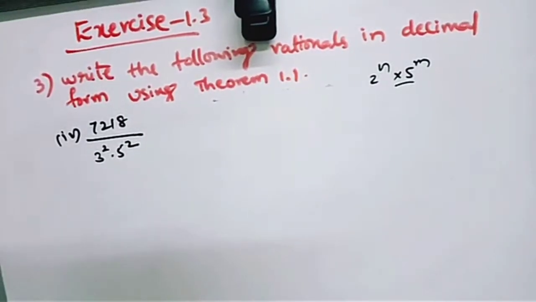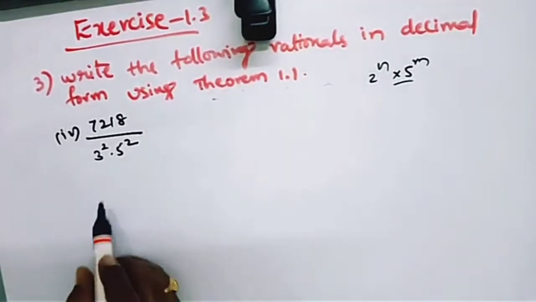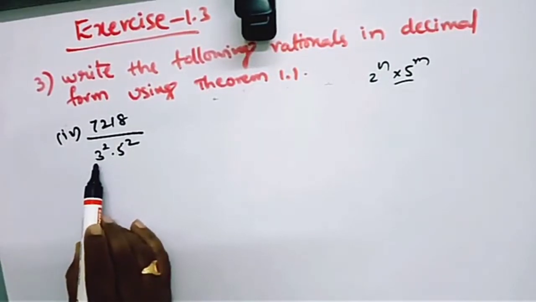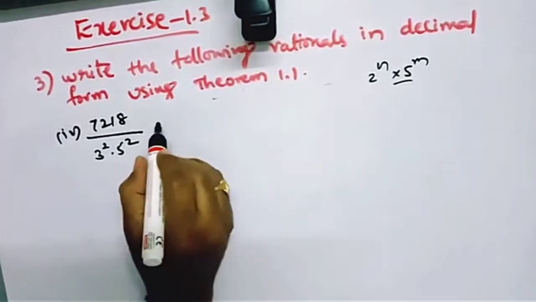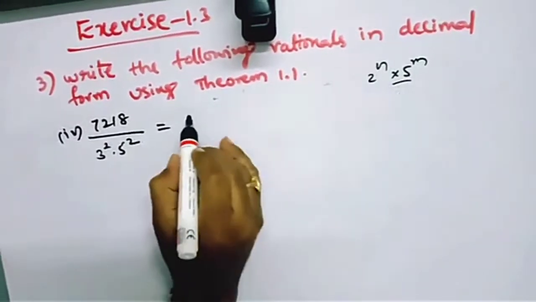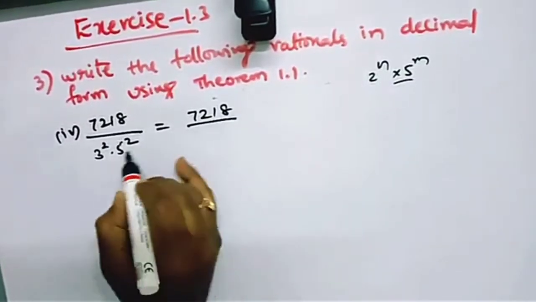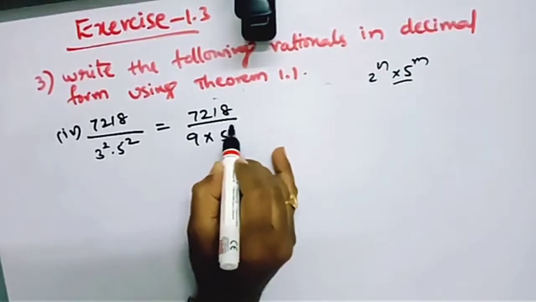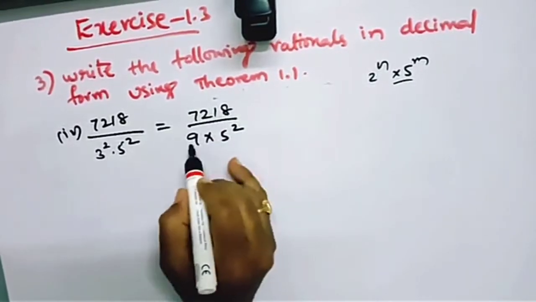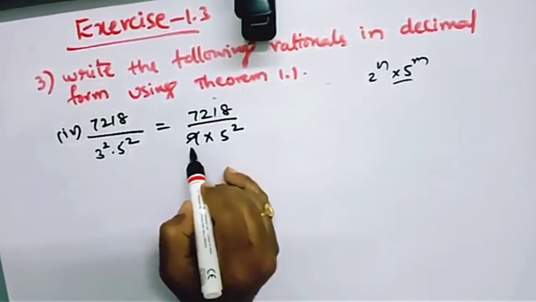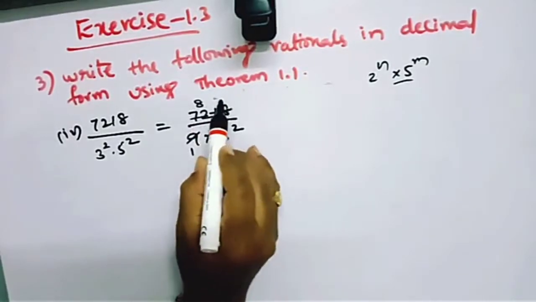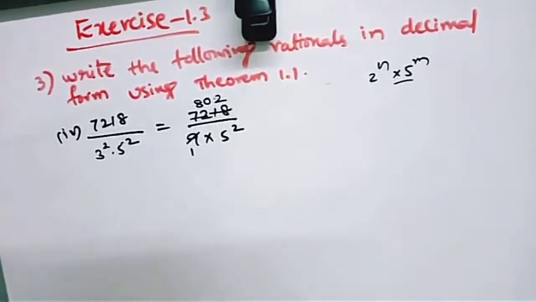Next, fourth question, 7218 by 3 square into 5 square. Here the denominator is not in the form of 2 power n; there is no 2. So you should convert it into 2 power n and 5 to the power of m. Then 7218 by 3 square means 9 into 5 square. So this 7218 is coming in the 9 table. Then 9 1s are 9, 8 9s are 72, 9 times 2s are, then you will get 802.